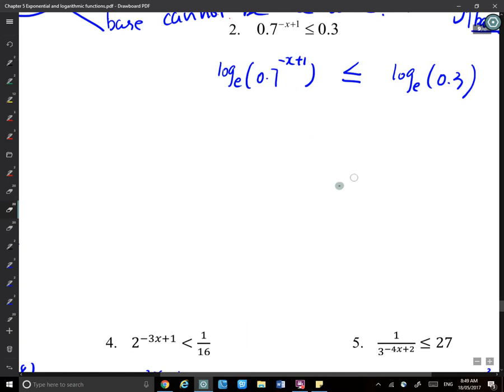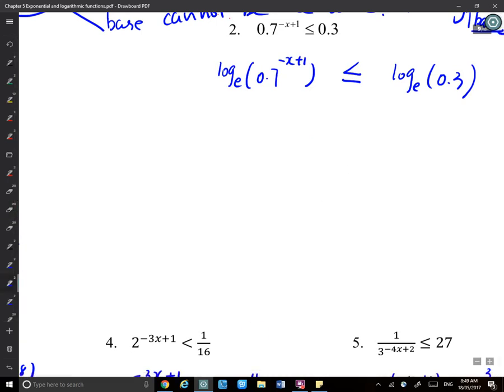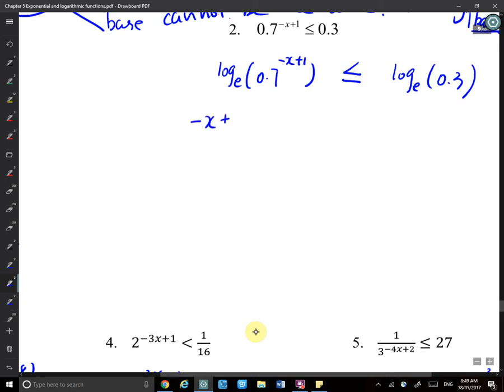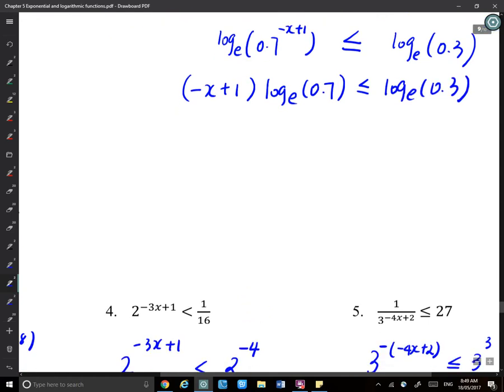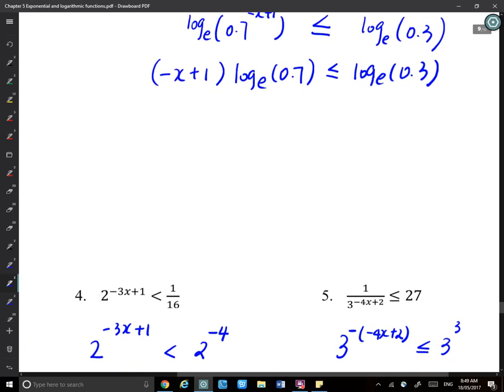And we can solve this easily. Log e of 0.7 to a power, and this power can be brought down. So that's (minus x plus 1) times log e 0.7 less than or equal to log e 0.3. And I want to divide both sides by log e 0.7.